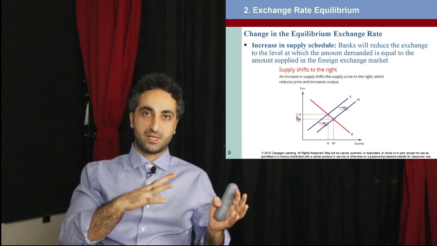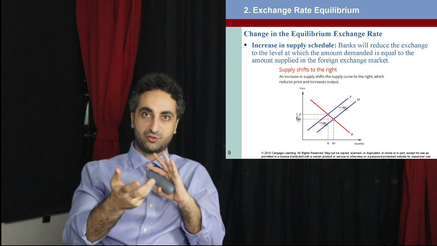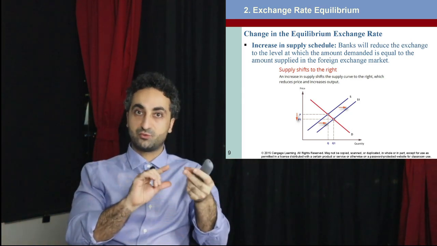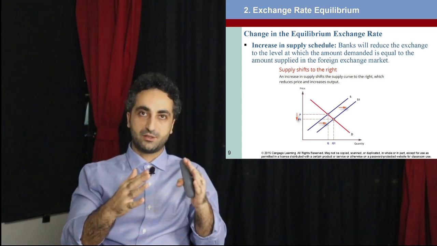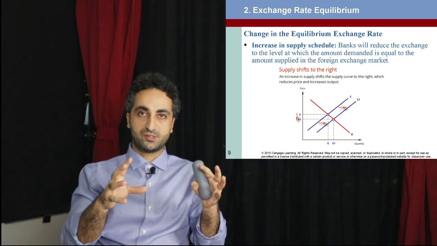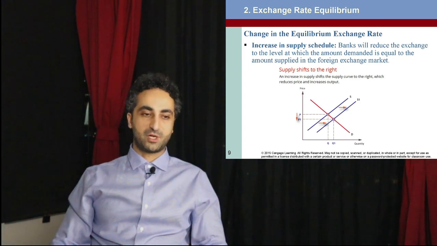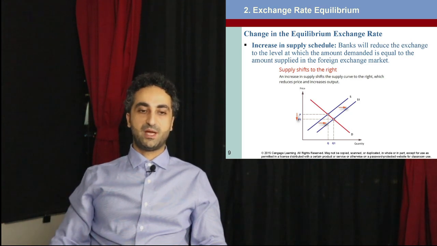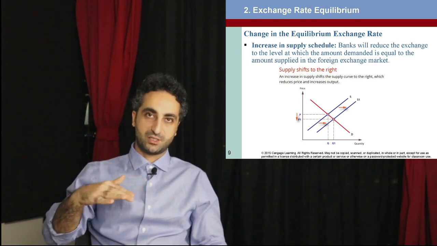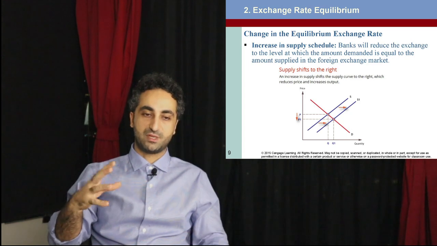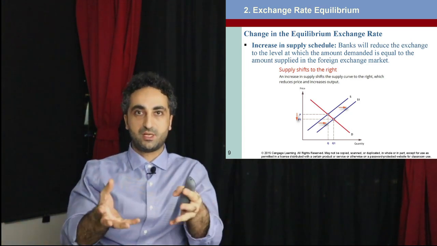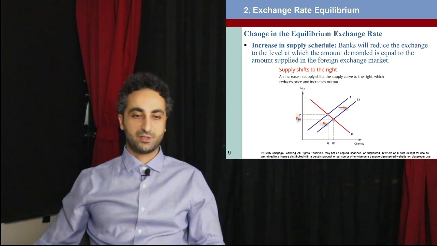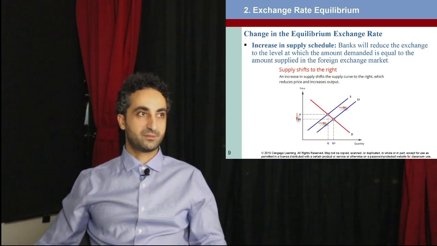We discussed demand. Now let's see supply. If you go back to the previous two slides, it will react the opposite way, right? Because supply and demand react in opposite ways relative to price. So, an increase in supply schedule: banks will reduce the exchange rate to the level at which the amount demanded is equal to the amount supplied, to what they have in the foreign exchange market.